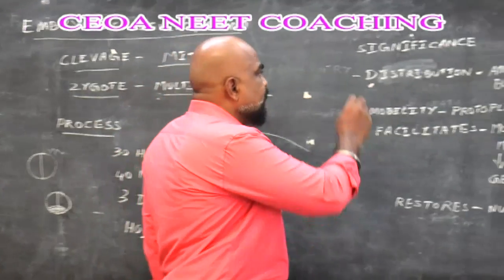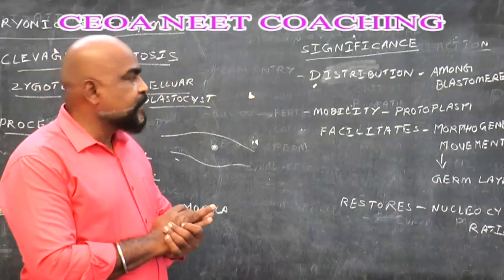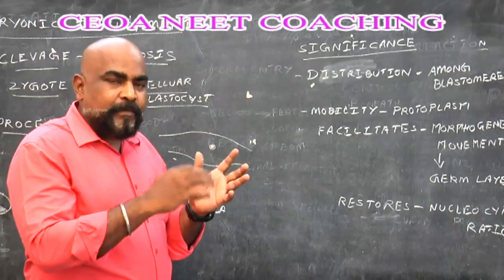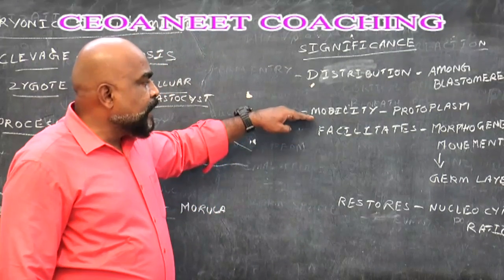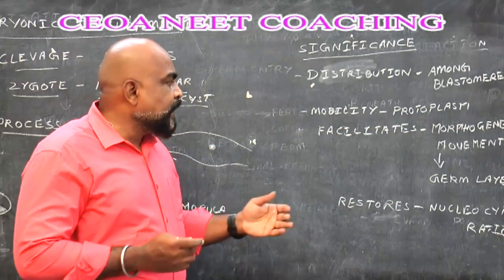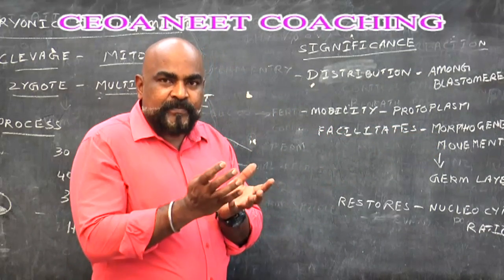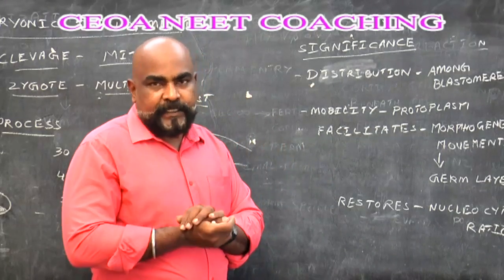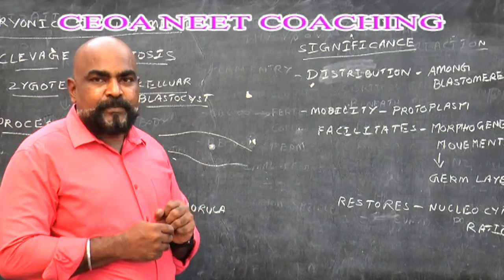Now let us see the significance of cleavage. It helps in the distribution of the zygote's cytoplasm among the blastomeres. Secondly, the mobility of the protoplasm of the zygote during cleavage facilitates morphogenetic movements within the zygote, which results in the formation of the germ layers. And the third is, it restores the nucleocytoplasmic ratio.